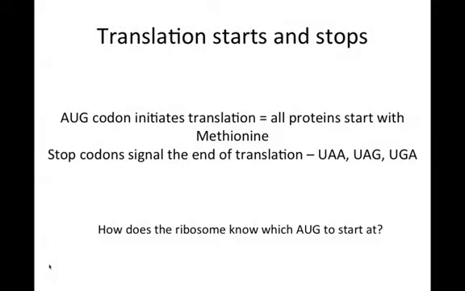Let's see, yeah. Let's try something. TATA box is something else. What else? Kozak sequence in eukaryotic cells. And what's it called in prokaryotic cells?